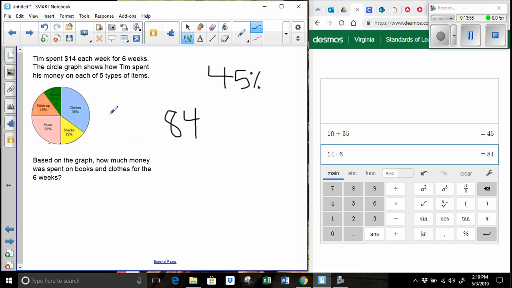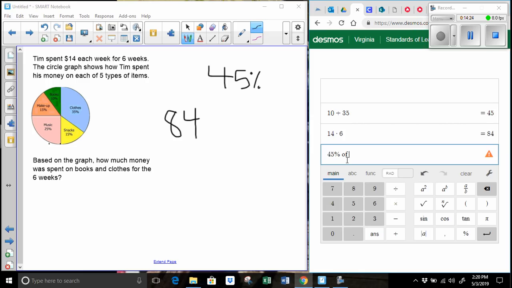So that means for 6 weeks, $84 was spent for this whole entire circle graph. But we need to only know how much 45% of $84 was utilized. 45% of 84. So this is where our percent key is going to come in handy. So I'm going to go ahead and create a new line by clicking this button right here. And I'm going to do 45, and now I'm going to hit that percent of key.